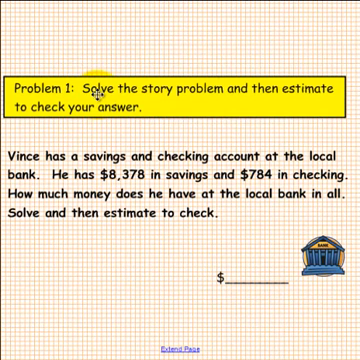Problem 1. Solve the story problem and then estimate to check your answer. Vince has a savings and checking account at the local bank. He has $8,378 in the savings and $784 in the checking. How much money does he have at the local bank in all? Solve and then estimate to check. Please pick up a pen and write your answer here. Thank you.